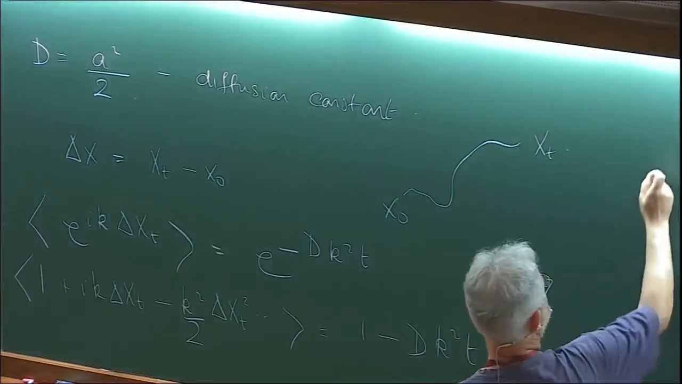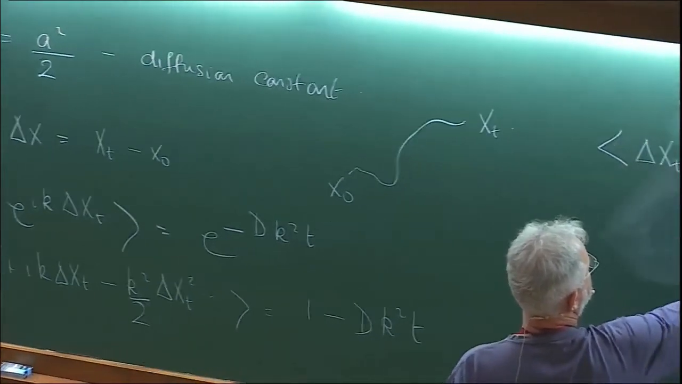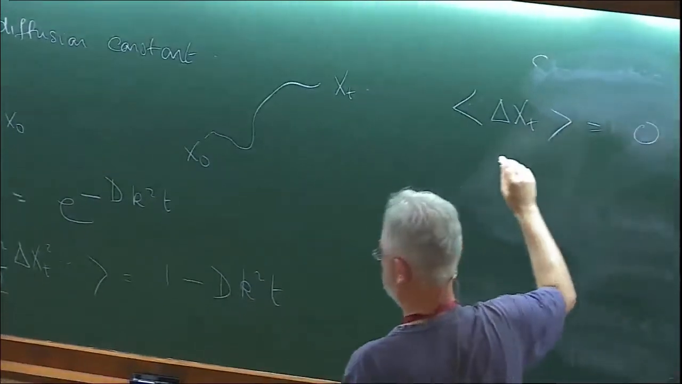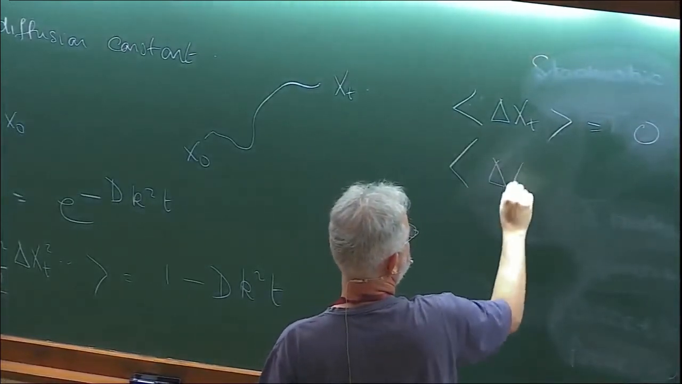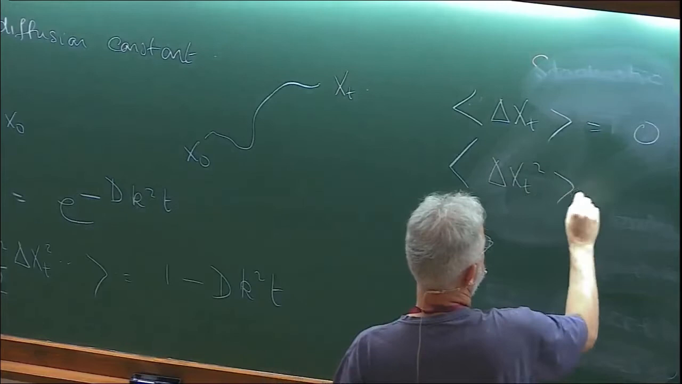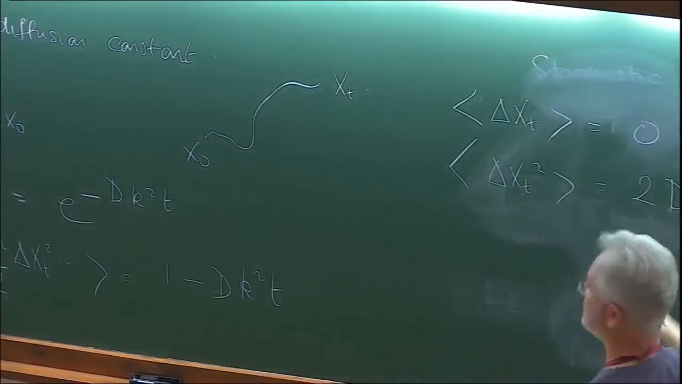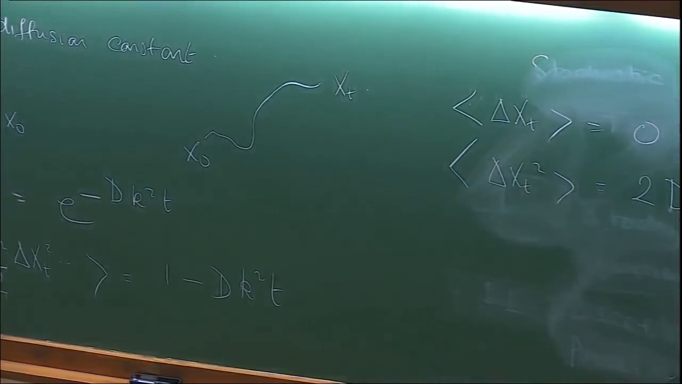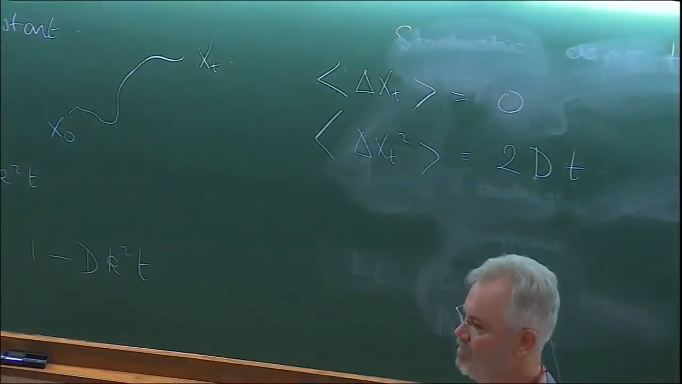So I find that this is equal to 0. And I also find that, if I compare this, this tells me that delta x(t) squared is equal to 2D times t. Okay, so this is the way we talk about the diffusion constant in terms of the mean squared displacement. Physicists always have this factor of 2, and mathematicians tend to have a factor of d.